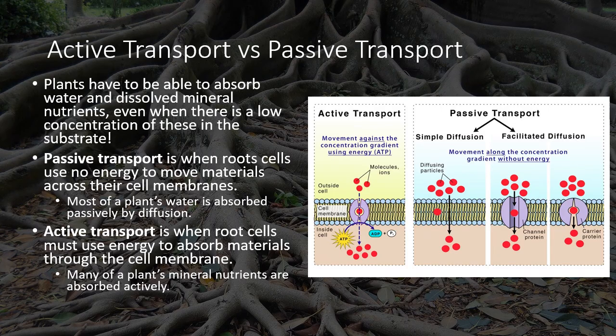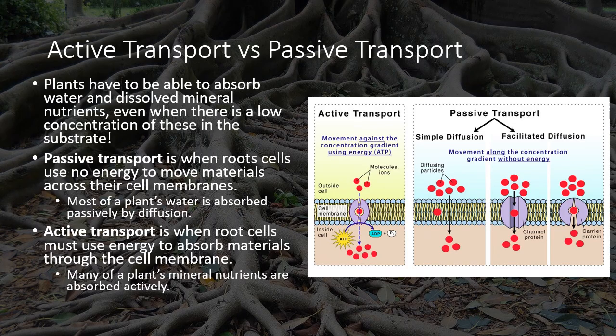So maybe a plant really needs calcium in order to survive, but it's growing in a very calcium poor soil. If there's a really low concentration of calcium in the soil, lower than the concentration of calcium that the plant needs in its tissues in order to be healthy, the calcium is not really going to want to flow into the root of that plant because that would be flowing against a concentration gradient. Concentration gradients are basically a difference in concentration between one area and another.